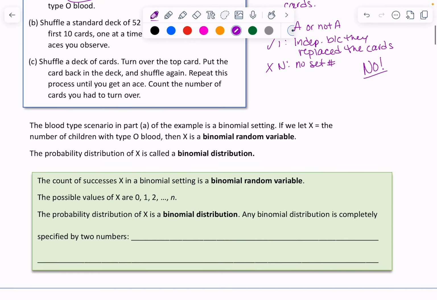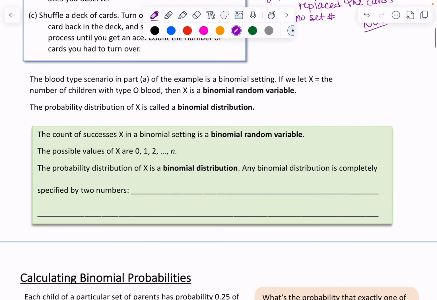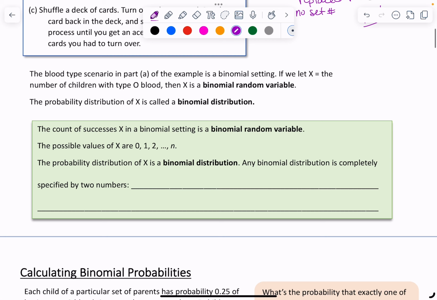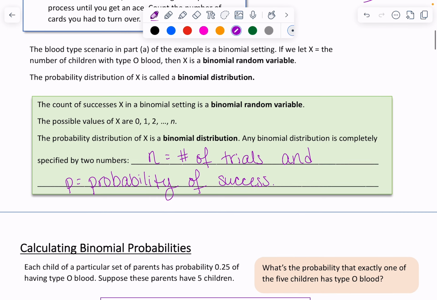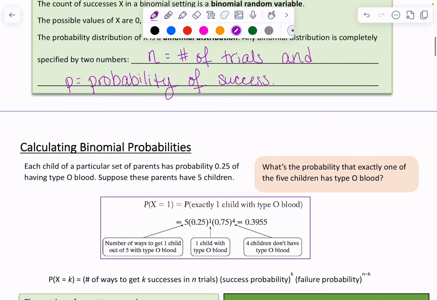Okay, so binomial distribution is defined by 2 things. So you have n, your number of trials, okay? And you have p, which is your probability of success. So those are the 2 things we definitely need to work with our binomial distributions. So how do you calculate it?